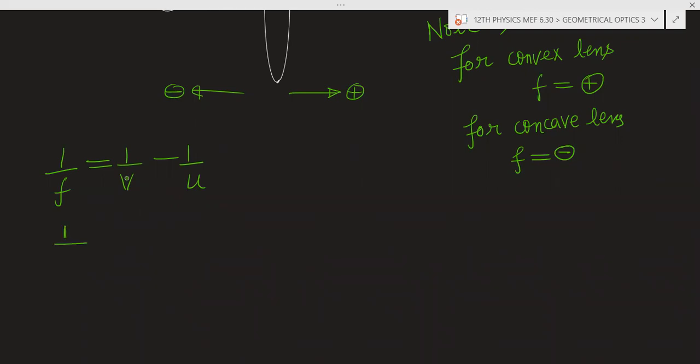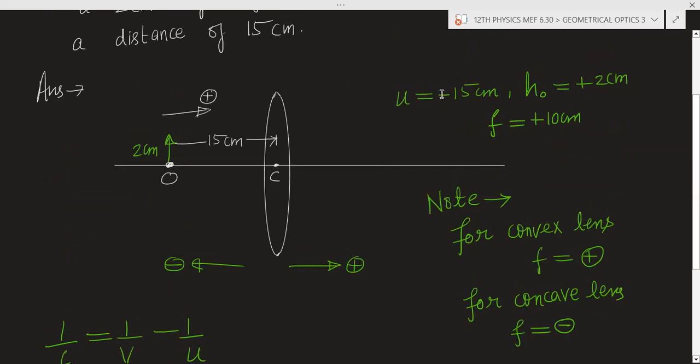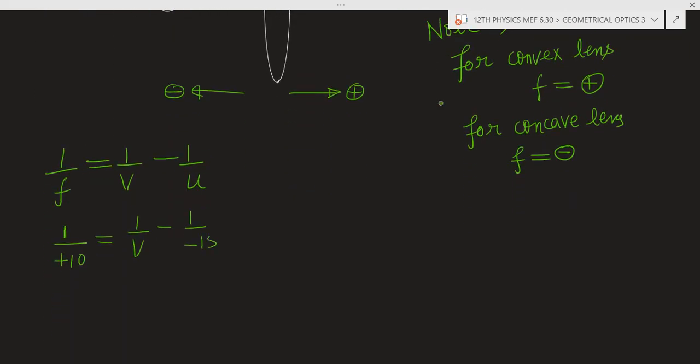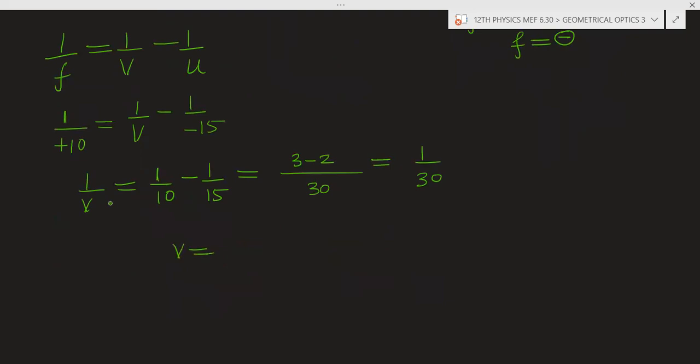So 1 upon focal length, plus 10 centimeter, is equal to 1 upon V, which you have to find, minus 1 upon U. U is minus 15 centimeter. So from here you can find 1 by V. 1 by V is equal to 1 by 10, minus minus plus, so it becomes minus 1 by 15. You can take LCM 30. So it will become 3 by 30 minus 2 by 30, which is 1 by 30. So the position of the image V you will get plus 30 centimeter.